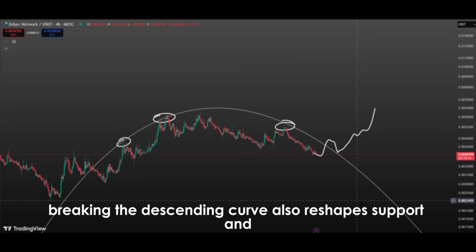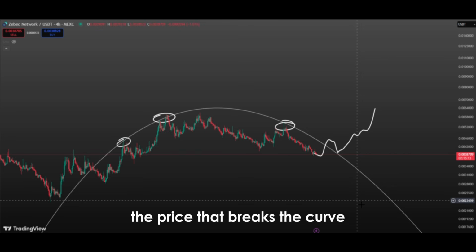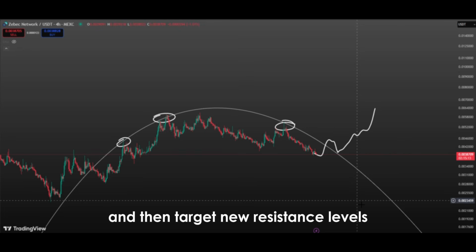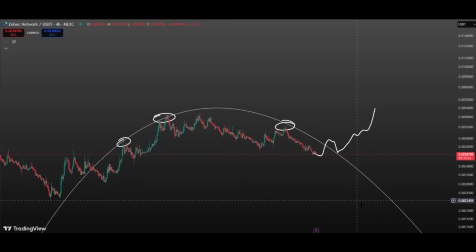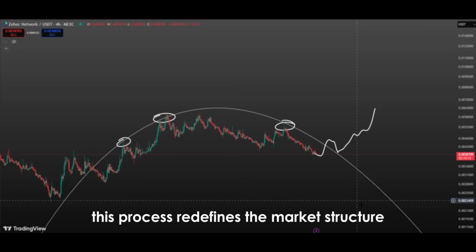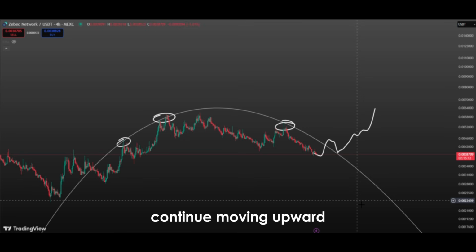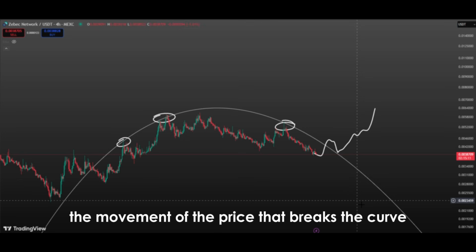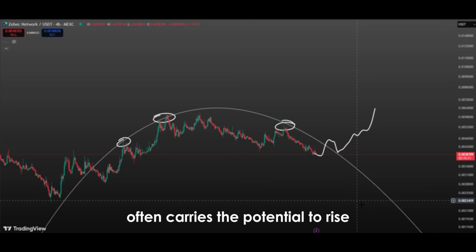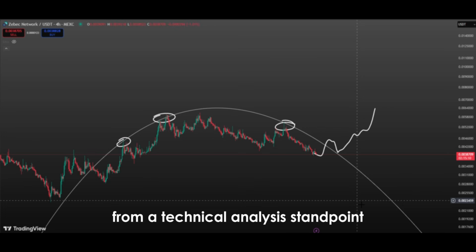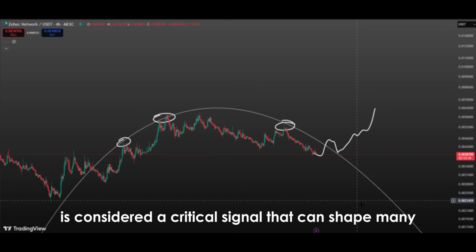Breaking the descending curve also reshapes support and resistance levels in the market. The price that breaks the curve may first test the breakout point as support, and then target new resistance levels. This process redefines the market structure and provides the foundation needed for the price to continue moving upward. The movement of the price that breaks the curve often carries the potential to rise back to the point where the previous downtrend began.